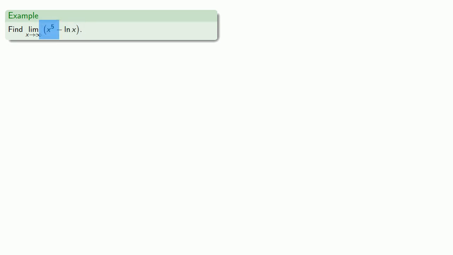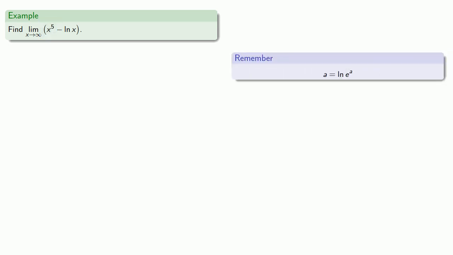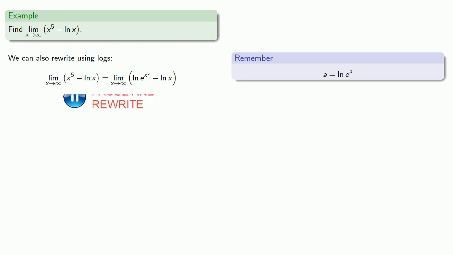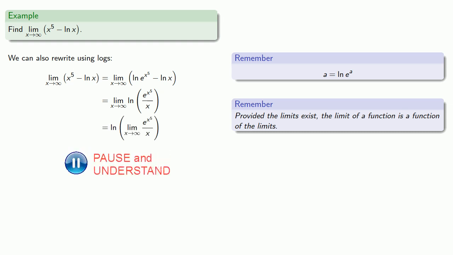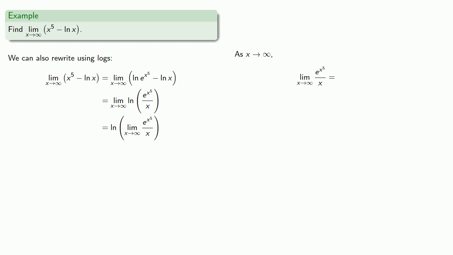But that's okay. Remember that we can rewrite a as the log of e to the power a. And so we can rewrite our expression as a difference of logs and rewrite it as a log of a quotient. And remember, all of our limit rules are still in effect. And the important one here is, provided the limits exist, the limit of a function is the function of the limit. So in this case, the limit of the log is the log of the limit. And this is a nice quotient that we can apply L'Hopital's rule to. We get a limit of infinity. And as x goes to infinity, the log is also going to go to infinity.